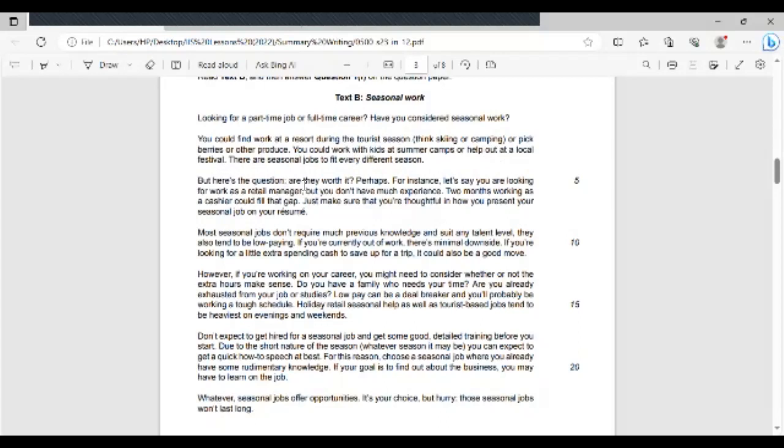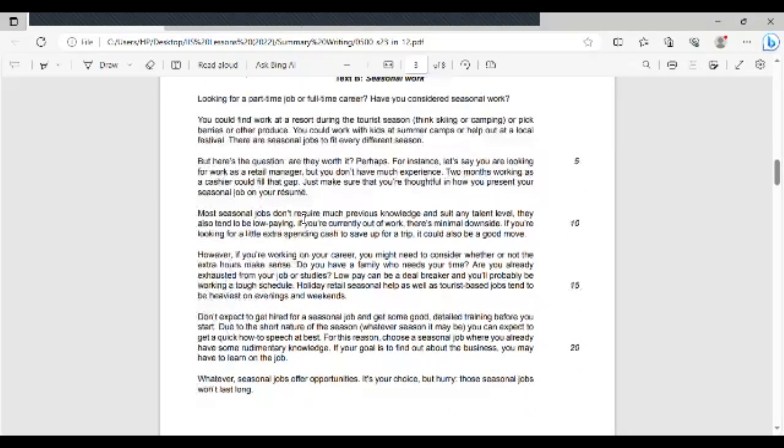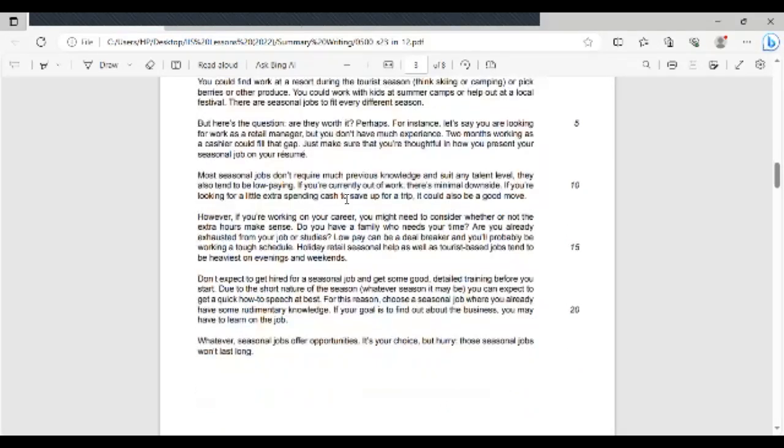But here's the question. Are they worth it? Perhaps. For instance, let's say you are looking for work as a retail manager, but you don't have much experience. Two months working as a cashier could fill that gap. Just make sure that you are thoughtful in how you present your seasonal job on your resume. Most seasonal jobs don't require much previous knowledge and suit any talent level.